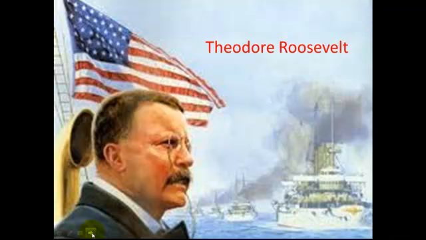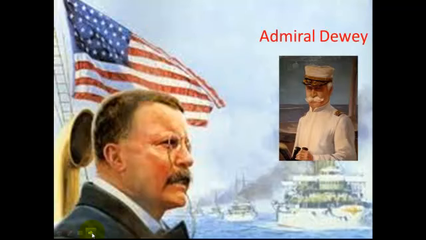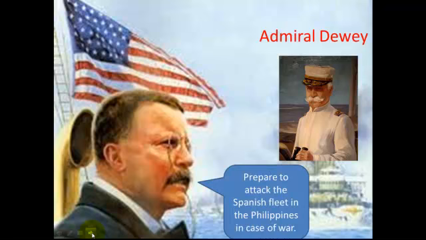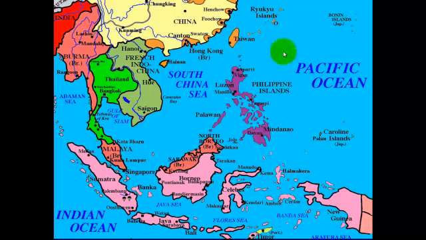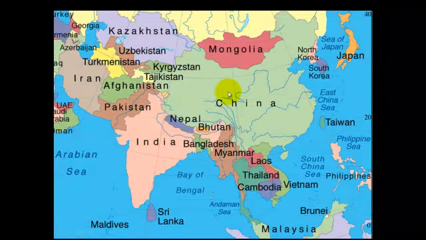And one of the most famous cables he sends is to this guy right here, Commodore Admiral Dewey. And Roosevelt says, prepare to attack the Spanish fleet in the Philippines in case of war. Why is that so freaky, besides Roosevelt just taking it on his own? The Philippine Islands, which Spain owns at the time, is way far away from Cuba, where the USS Maine is blown up. Look, it's real close to China right here. Well, the place where Dewey is at the time with all his ships is right here in Hong Kong. So when Roosevelt cabled him, that's where he cabled him to. And so once the war starts, they can just leave Hong Kong and sail to the Philippines.